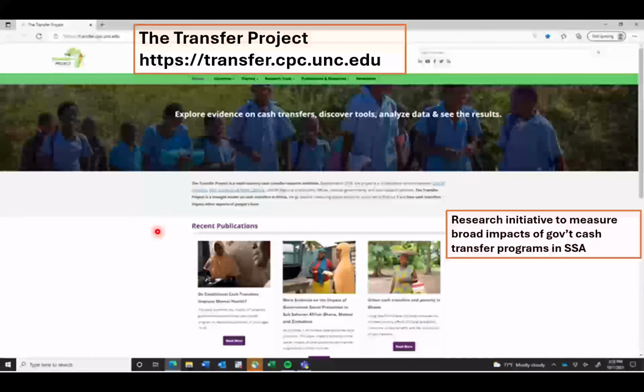The project, or this particular study, is part of the transfer project. We have a website here at CPC. Please look at it. Essentially, what we're doing is we're working with governments in Africa to understand the effects of their cash transfer programs. Here I want to emphasize that we only work with governments. We do not do anything ourselves. This is not about investigator-led small RCTs and stuff like that. Everything we do is policy-oriented and with government.